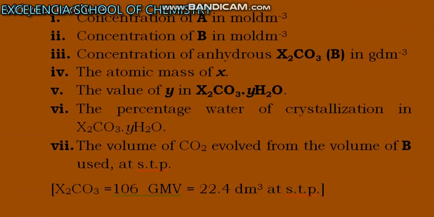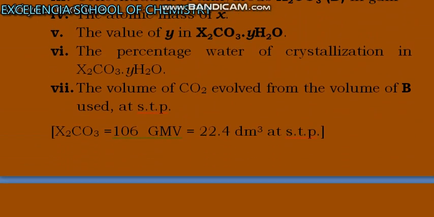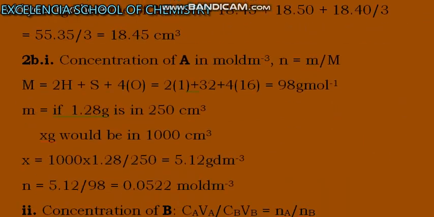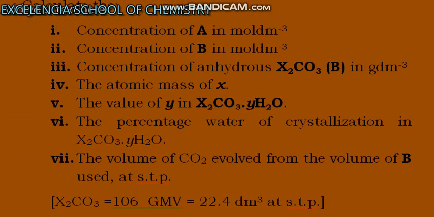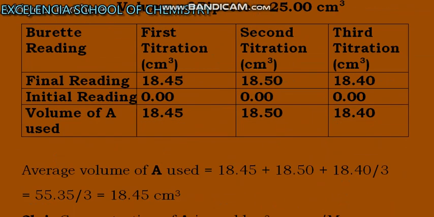We use CAVA over CBVB is equal to nA over nB. Before we substitute, we make CB the subject of formula. And the CA we're going to use is the concentration of A here in mole per dm3. Having made CB the subject of formula, we substitute accordingly. The ratio of A to B in the balanced chemical equation is 1 to 1. Here is the balanced chemical equation, it is 1 to 1. So you find that CB is 0.0386 mole per dm3 in 3 significant figures.